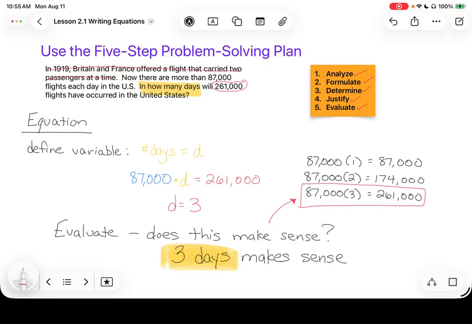We analyze the problem, which means what is the problem actually asking me to do? Is there unnecessary information? Formulate means, in this case, write an equation, but formulate just means how am I going to find the answer? Determine means actually go find the answer. Justify means prove your answer. How do I know that this is the answer? Show me how you got the answer. And then evaluate means finally, does my answer make sense in the context of this problem?